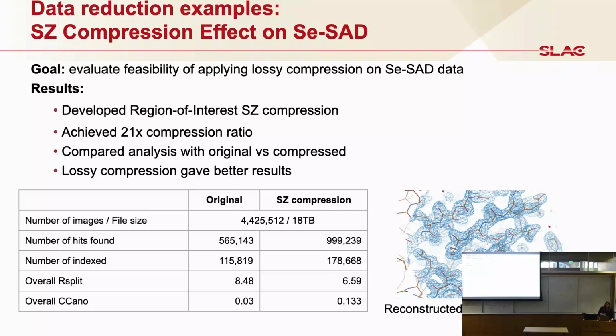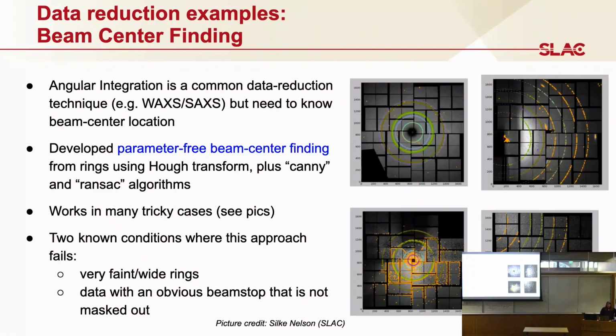We compared the analysis with the original versus the compressed and found that, in fact, lossy compression gave a better result. This is shocking. This shouldn't be. What we realize, I think, is that in the binning step, we probably denoised it, and that's probably why it gives a better result. But in fact, when we actually did the indexing and tried to find the hits, we found more in the compressed data set than in the uncompressed one. So that was an interesting result.